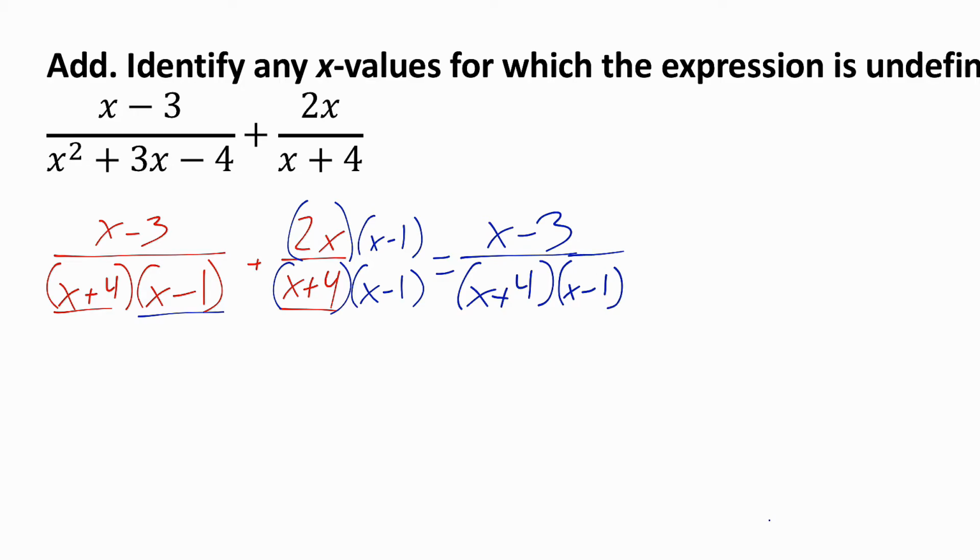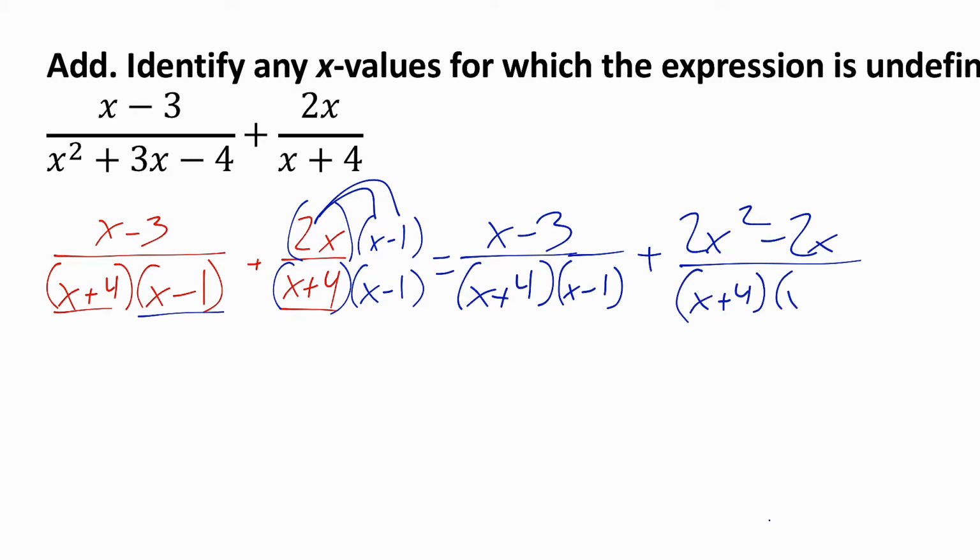So the second fraction, we're going to take the 2x and distribute it to the x, and that gives us, oops, sorry, this is supposed to be a plus here. So the 2x gets distributed to the x, and that gives us 2x squared. The 2x also gets distributed to negative 1, so that gives us negative 2x. All over our now common denominator of x plus 4 times x minus 1. Again, I emphasize they are now a common denominator, so we don't need to change anything else.